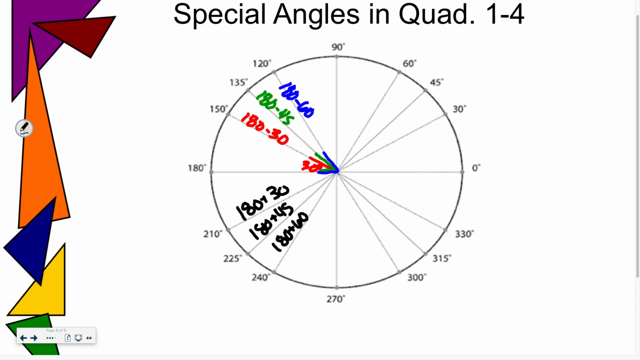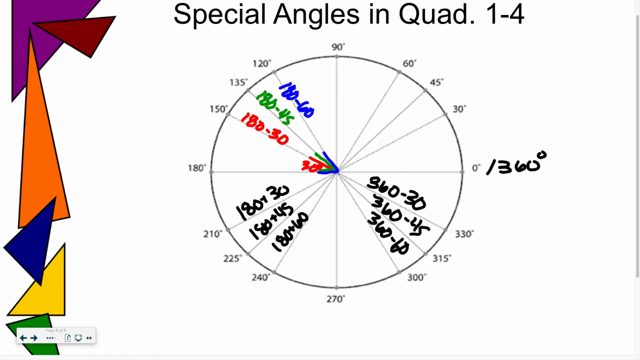How would you be getting quadrant 4 angles? 330, 315, 300. Subtracting from the 360. Now we're working off of this positive, so this is 0, but also 360 degrees. So this one is 360 minus 30, 360 minus 45, and 360 minus 60.